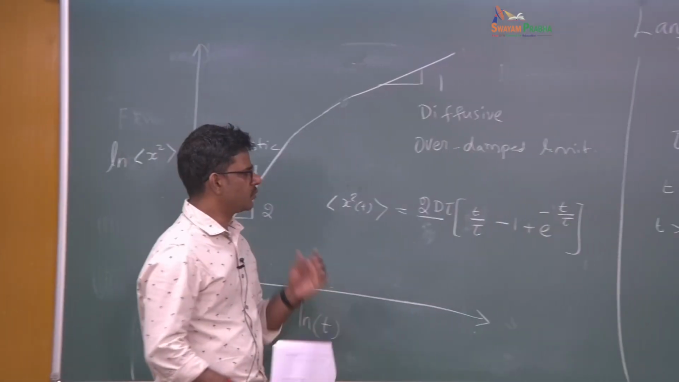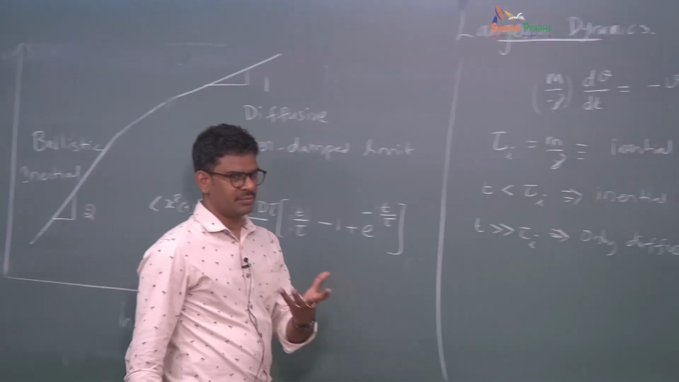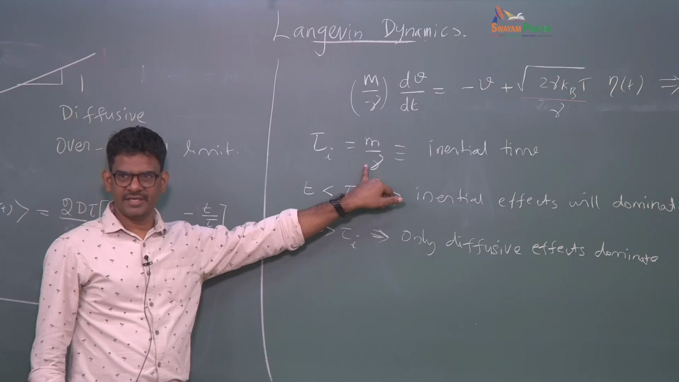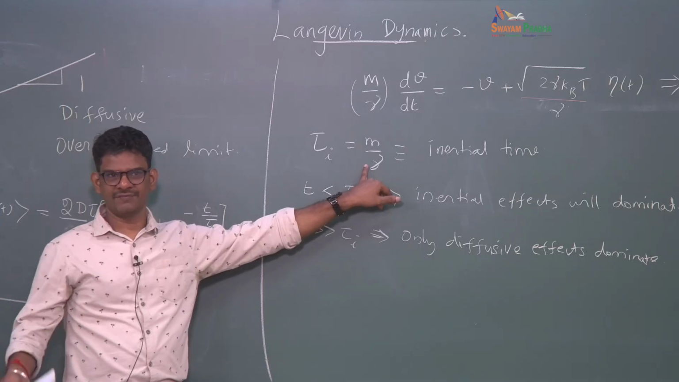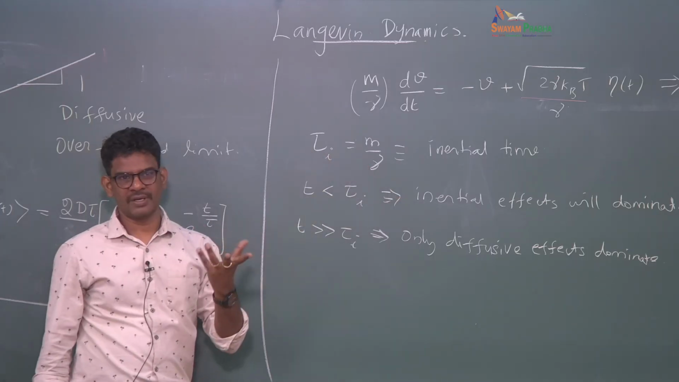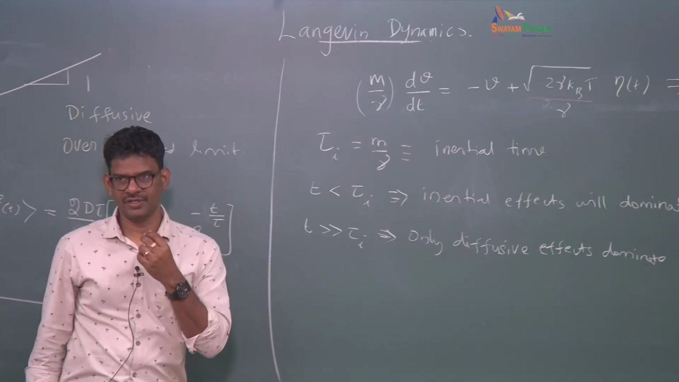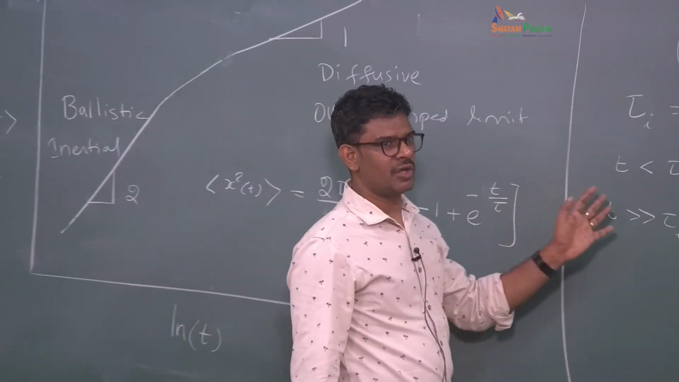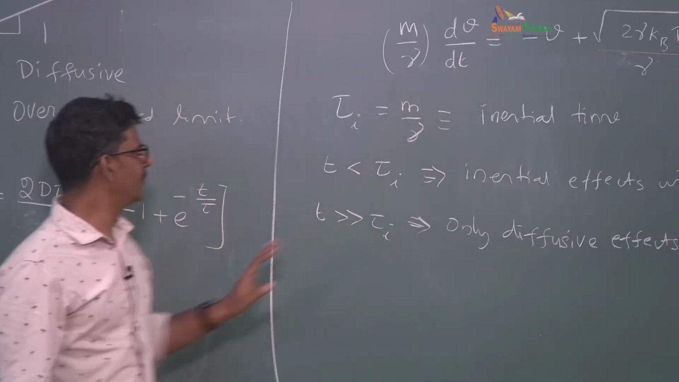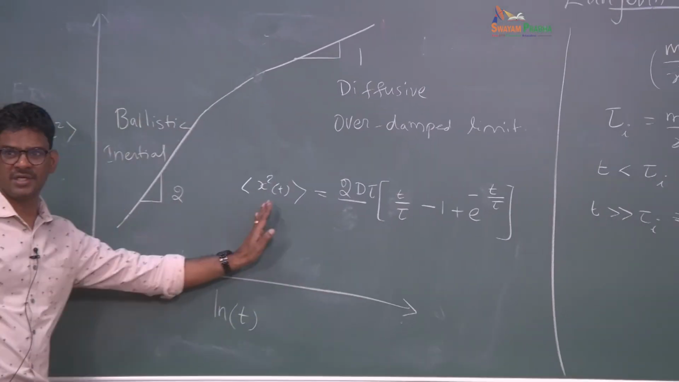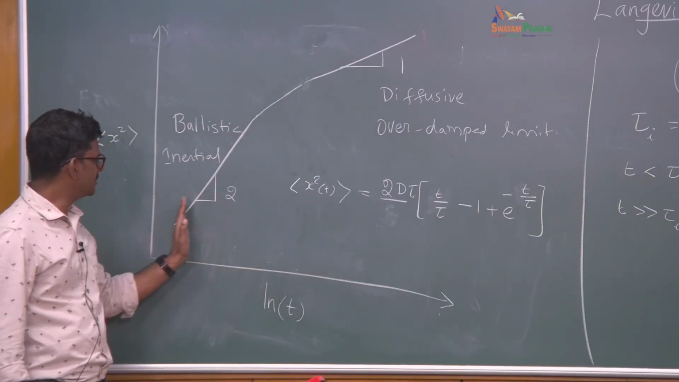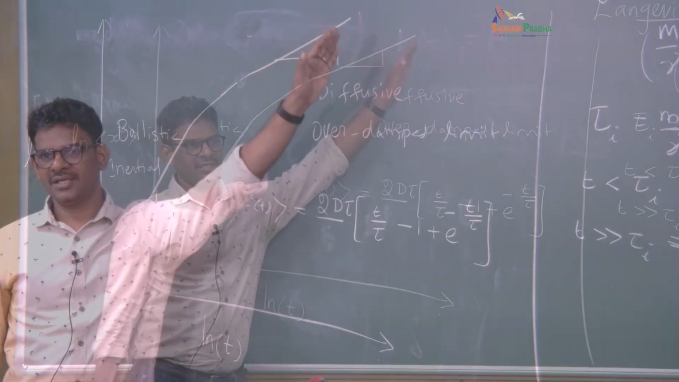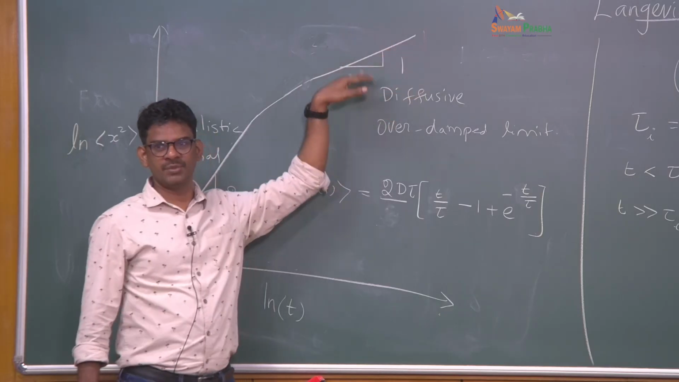Now many times, because the Brownian particle size we are talking about is very small, the mass is very small, and gamma is quite high because it's a viscous liquid, this time scale is very short. With regard to our observation time scale, this inertial time scale is very small. We generally do not resolve dynamics on such short time scales, and what you actually see in an observation time scale is this diffusive behavior.